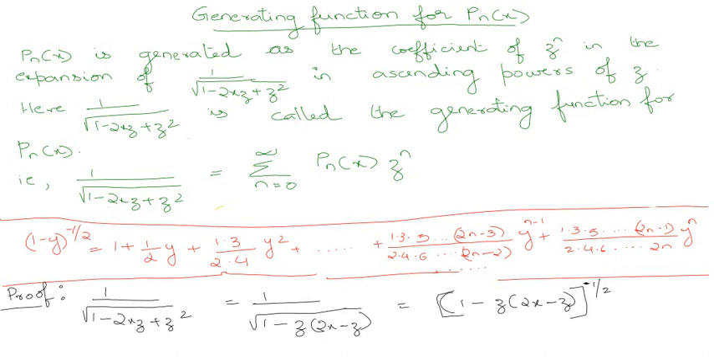In order to derive the proof for this generating function, we are using this formula. (1 minus y) raised to minus 1 by 2 is equal to 1 plus 1 by 2 y plus 1 into 3 by 2 into 4 y square plus etc. 1 into 3 into 5 etc. 2n minus 1 divided by 2, 4, 6 etc. 2n into y raised to n.